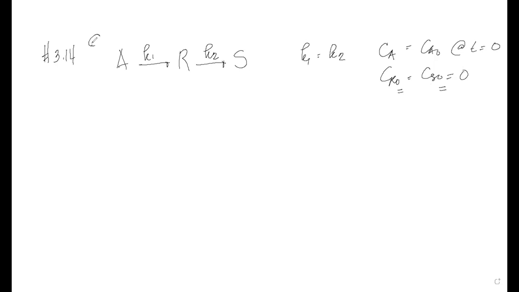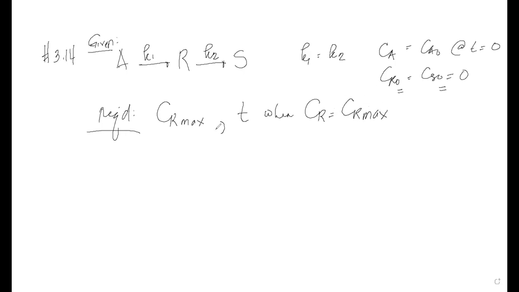So we are to work with this given information, and you are required to find the maximum concentration of the intermediate R and the time when C_R is C_R maximum, or what's the time when C_R is maximum. Now, actually, we're going to use the same set of procedure that was applied in determining the three formulas discussed in the book. So we will try to find first the concentration of A at any particular time.